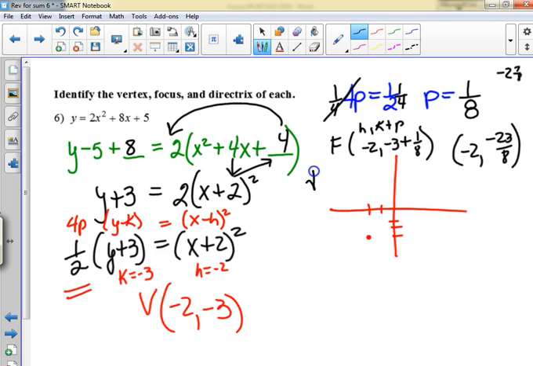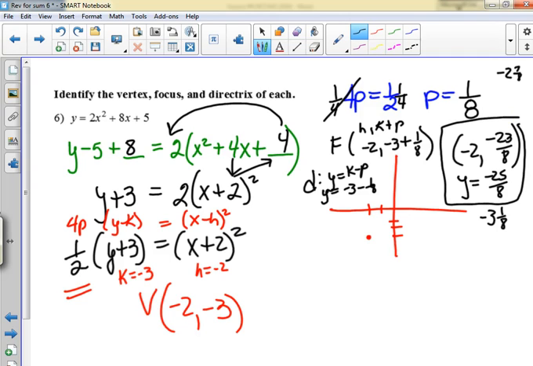Okay. And the directrix is at y equals k minus p, which would be y equals, I lost my train of thought here, -3 minus 1/8, which would be y equals -3 and 1/8, or 24/8, 25/8, -25/8. Somebody checking me? Yes? Focus, directrix, and vertex was over here.